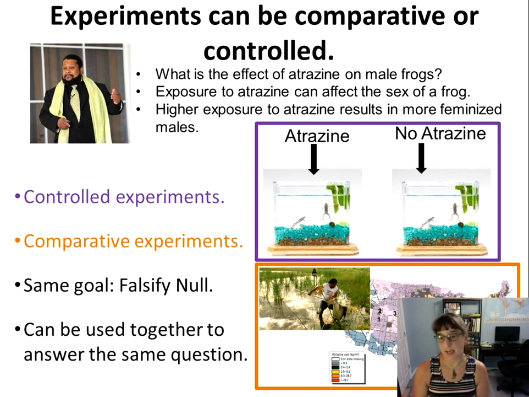So what he's doing is saying in nature, if you have all of these different tanks or all of these different ponds in nature and they have different amounts of atrazine, do we see a similar pattern where males exposed to higher levels of atrazine have testes that make eggs? And they can be used together to answer the same question. They're just two different types of experiments.